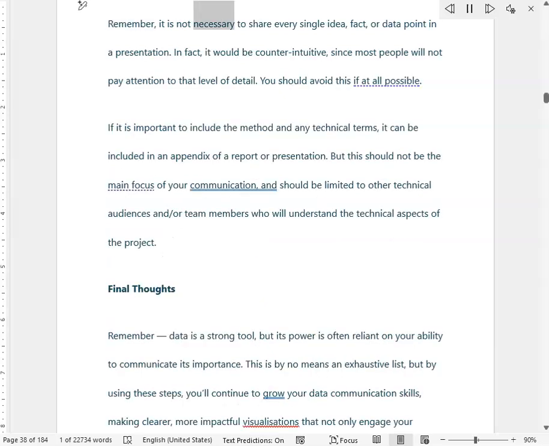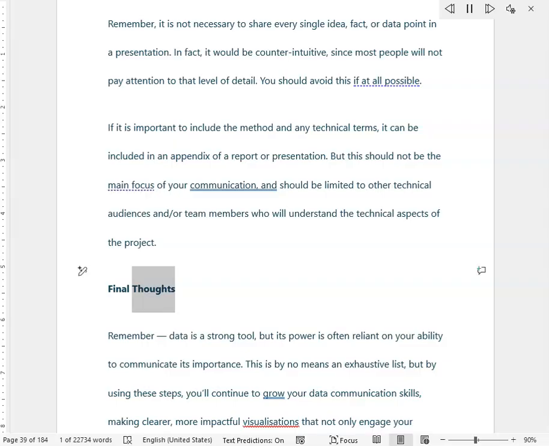Remember, it is not necessary to share every single idea, fact, or data point in a presentation. In fact, it would be counterintuitive, since most people will not pay attention to that level of detail. You should avoid this if at all possible. If it is important to include the method and any technical terms, it can be included in an appendix of a report or presentation. But this should not be the main focus of your communication and should be limited to other technical audiences and/or team members who will understand the technical aspects of the project.